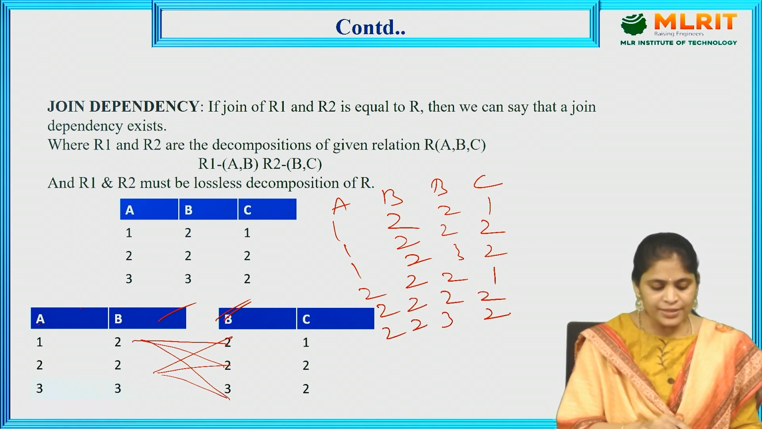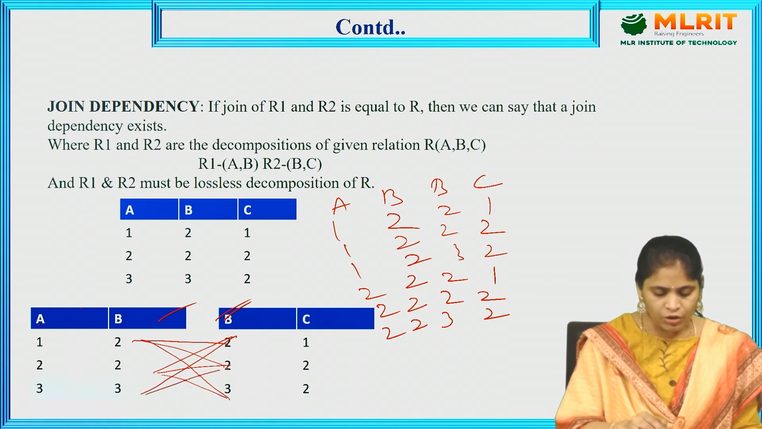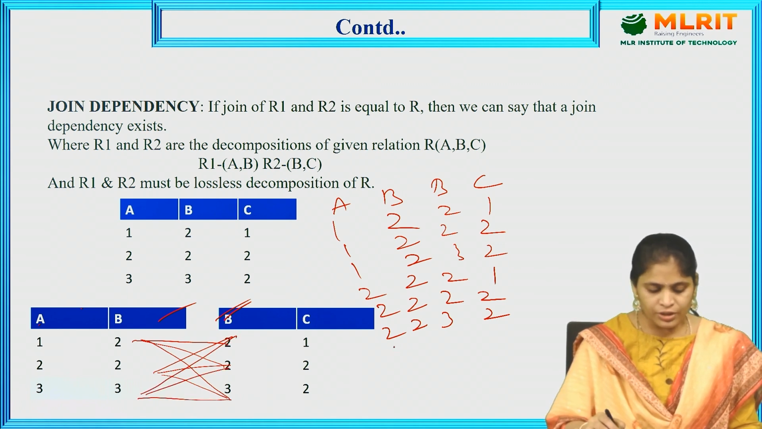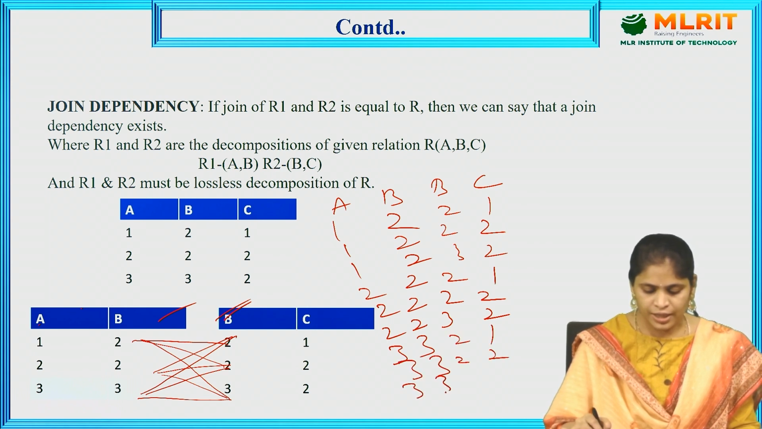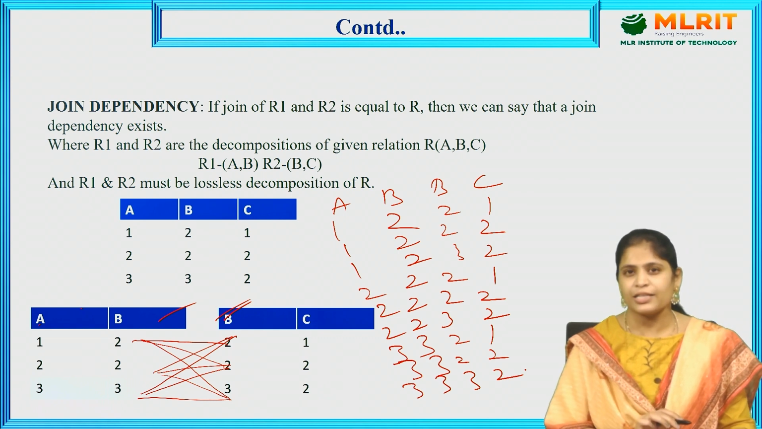Next, the third row will be mapped with all three rows here. What is the third row here? 3, 3, 2, 1; 3, 3, 2, 2; next, 3, 3, 3, 2. This is the final Cartesian product.